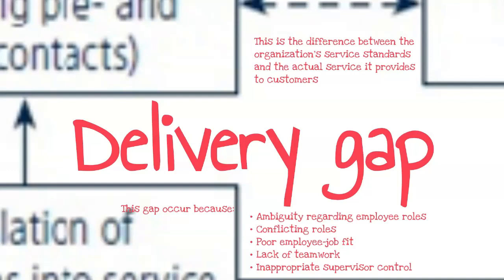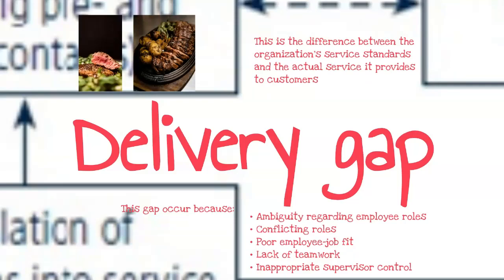There's also conflicting role. One person doing someone else's job because they are not doing it, and also other forms of conflict in the roles. Poor employee job fit, so you employ someone that is not fit to perform the specific task, and lack of teamwork, inappropriate supervisory control, and so forth.